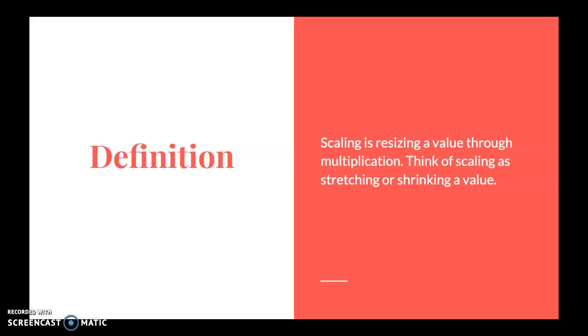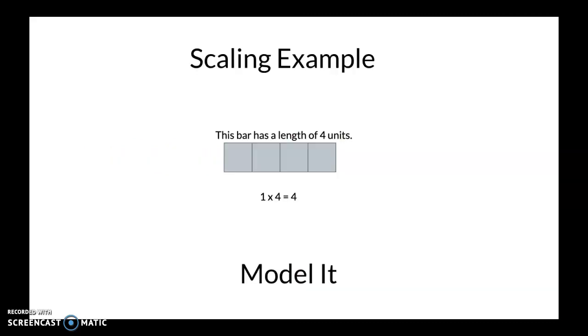So let's dive a little deeper. For example, here you'll see that the bar shown has 4 units in it. So that would mean our base equation would be 1 times 4 equals 4, one group of 4. Now let's use this bar to help us dive into scaling using a model.